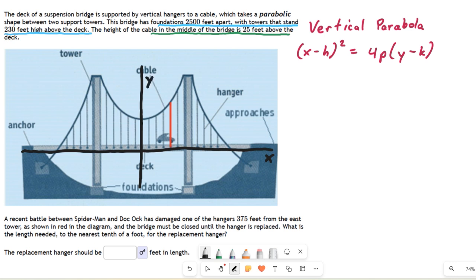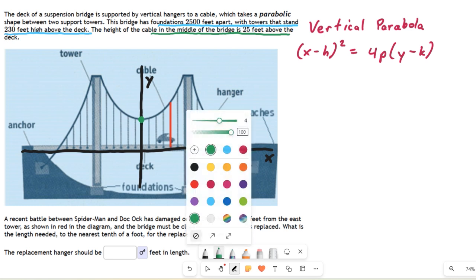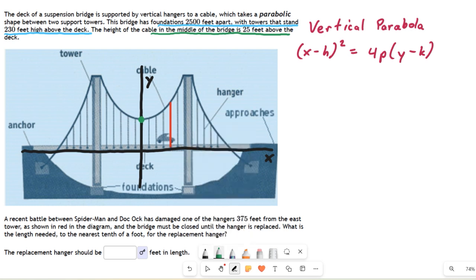Can't miss it. And the way I'm going to interpret this information given to me at the beginning is this way. I'm going to take that middle of the bridge information, and that's about the cable right here. The height of that cable is 25, and the x distance of it is 0. So that's going to be 0, comma 25. That's the vertex of the parabola. That tells me the h and the k.